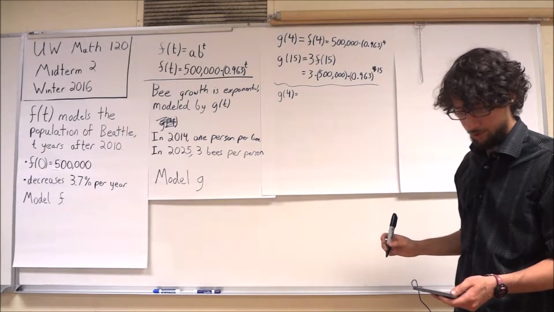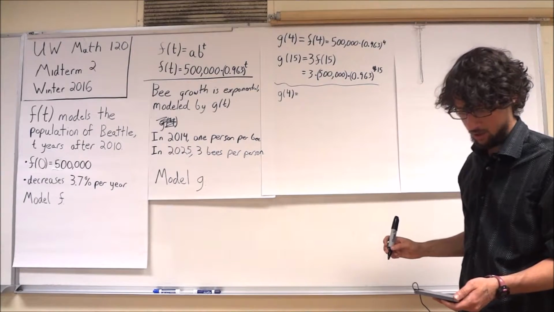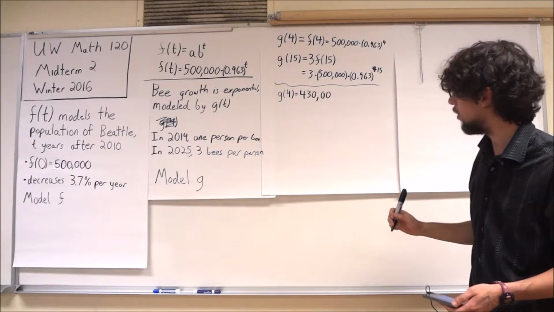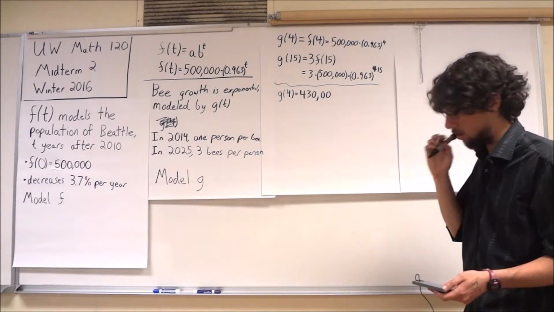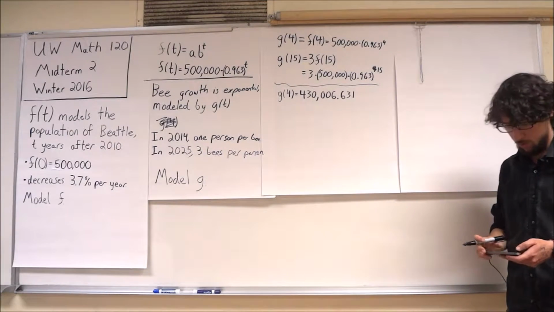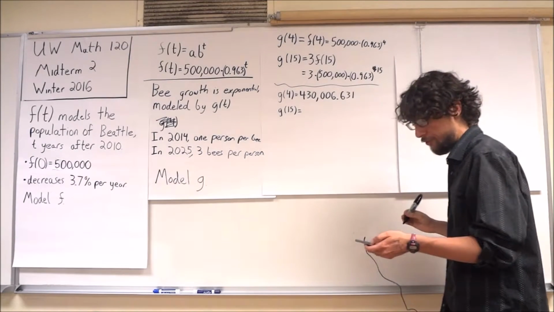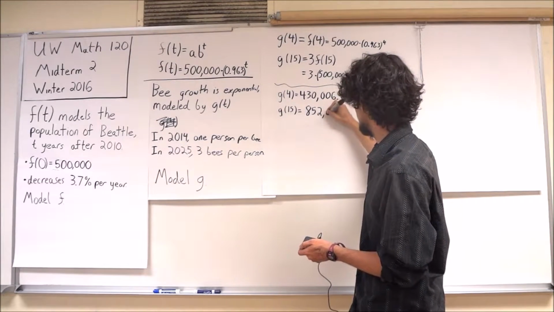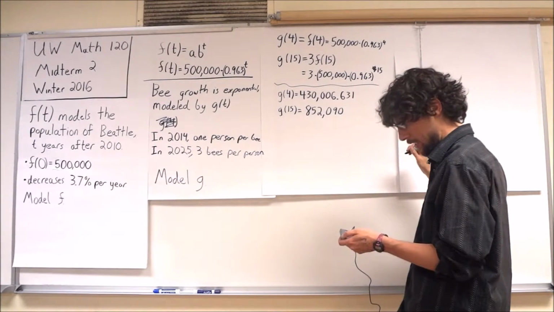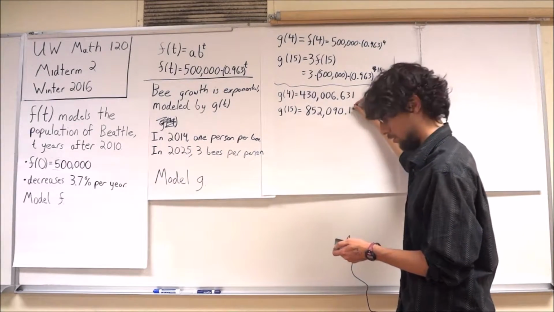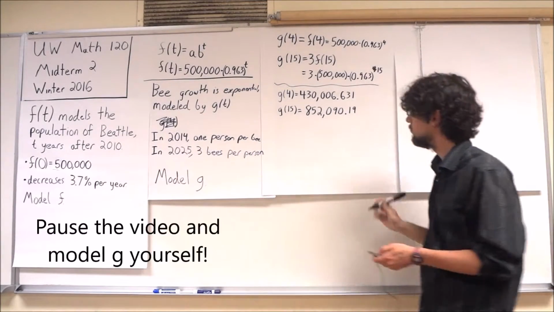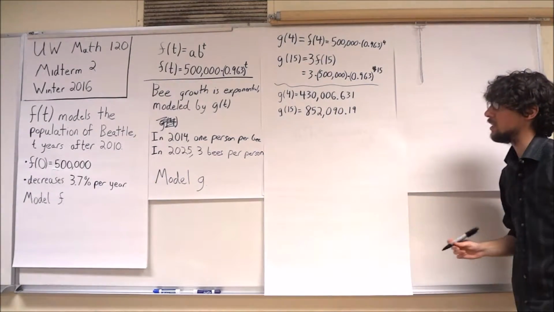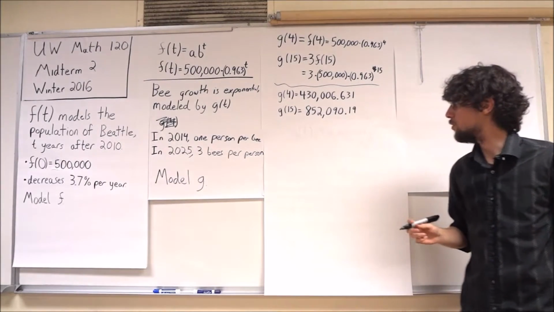g of 4 equals 430,007. I'm going to actually keep some decimal points just for the sake of care. And let me also compute g of 15. g of 15 I find to be 852,090.19. So I have g of 4 is 430,006 and g of 15 is 852,090.